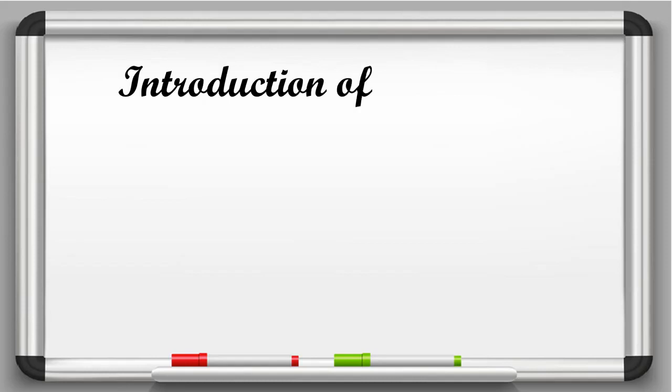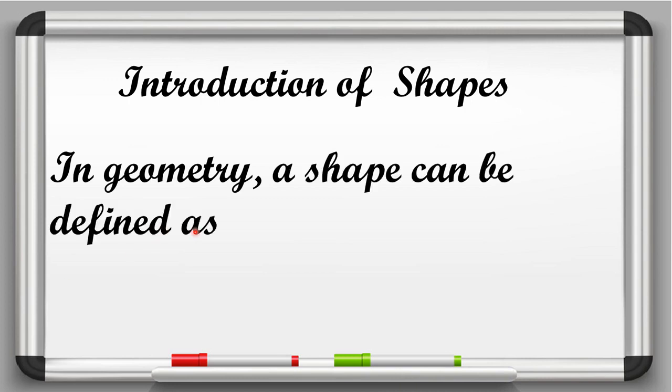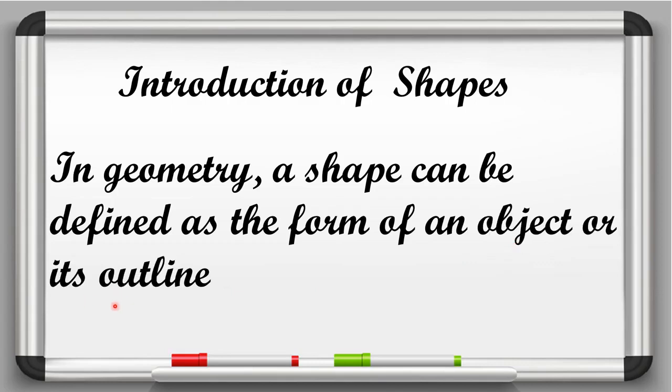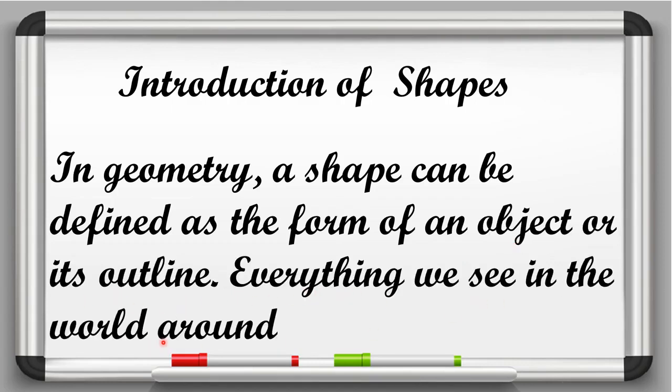So first of all, beta, we will learn about introduction of shapes. So here in geometry, a shape can be defined as the form of an object or its outline. Everything we see in the world around us has a shape.